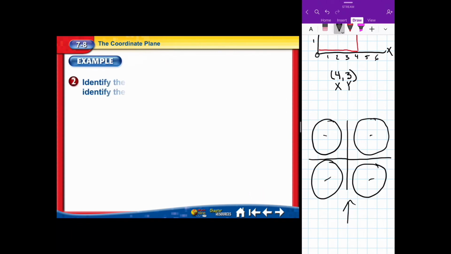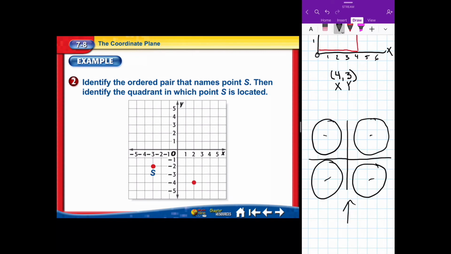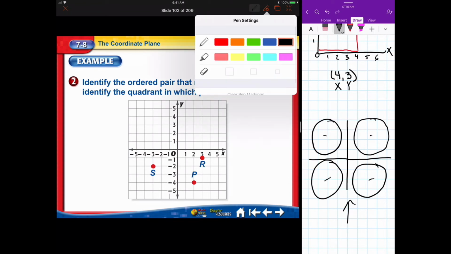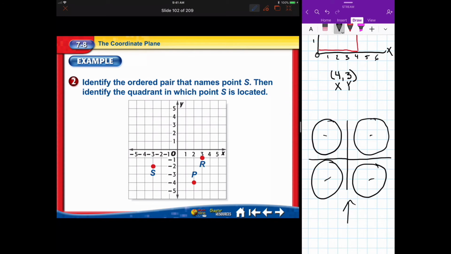Okay, so we're going to go on here. Oops, went too far. Identify the ordered pair that names point S. Then identify the quadrant in which point S is located. So the first thing that I'm going to do is I am going to look for where point S is. Okay? Point S is located right here. So let's first answer this first question.